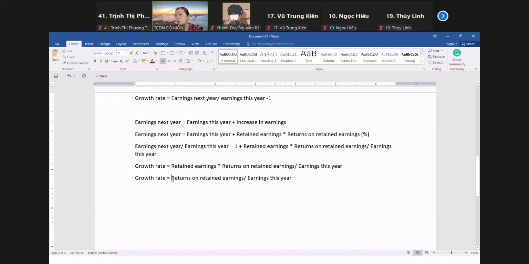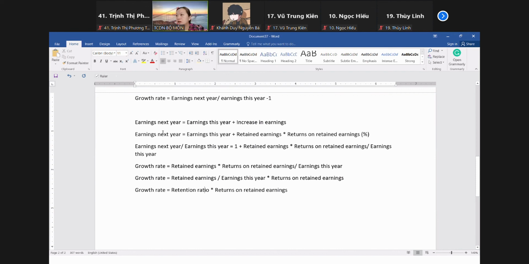Now we rearrange the formula. Retained earnings divided by earnings this year, then multiply by the return on retained earnings. This number, the retained earnings divided by the earnings this year, we call this number the retention ratio. It is the percentage of reinvestment of the company, right? We call it the retention ratio.